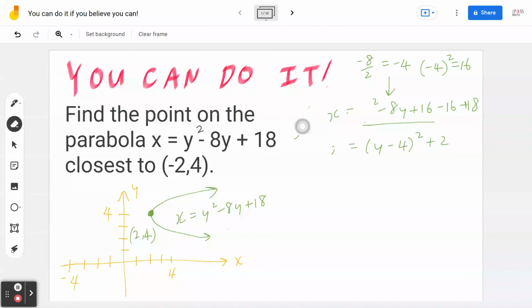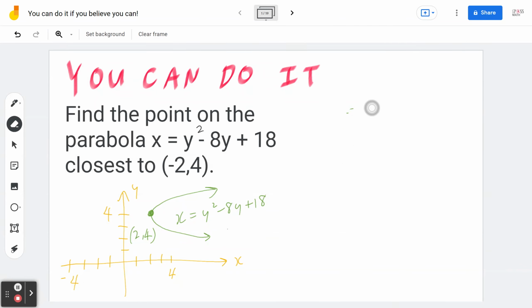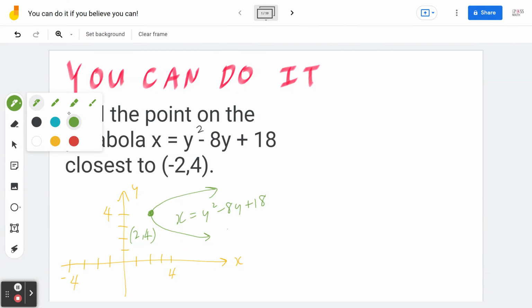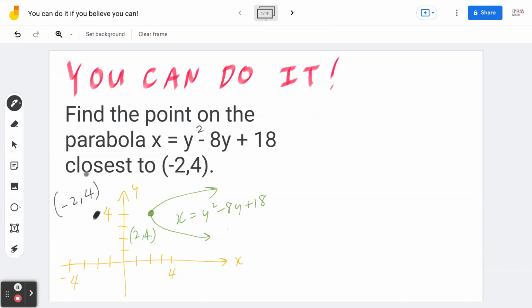So let's erase all this. And again, we go back, and our goal is to find a point closest to (-2, 4). So if I go to negative 2 and 4, which is here, even without doing the calculus yet, which I will do, of course, my educated guess is right here. So this appears to be the answer, (2, 4).